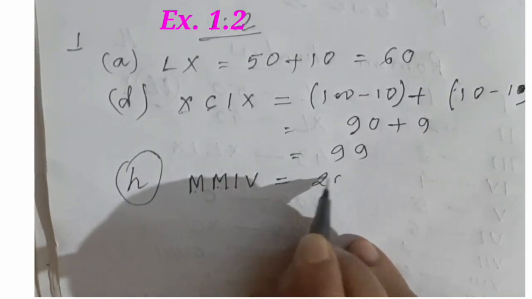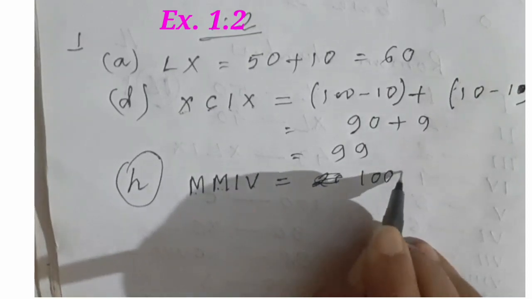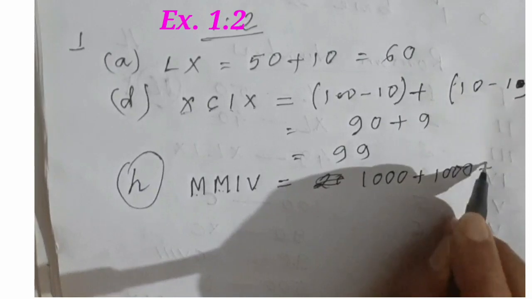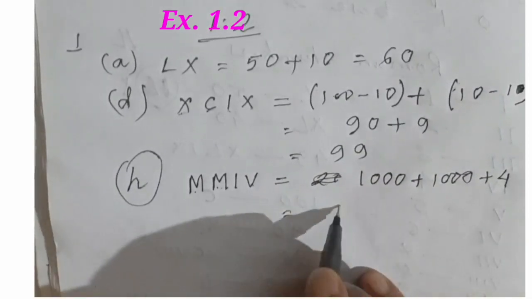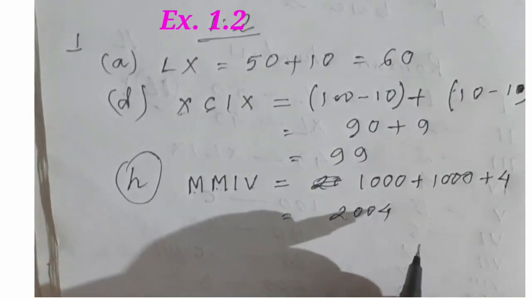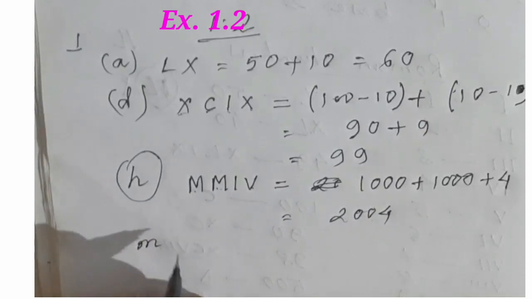You check like this. You can write by expressing. You can write it 1000 plus again 1000 and then plus this is 4. So directly I can write this one as 2004. Yes. Now we have the M number question.